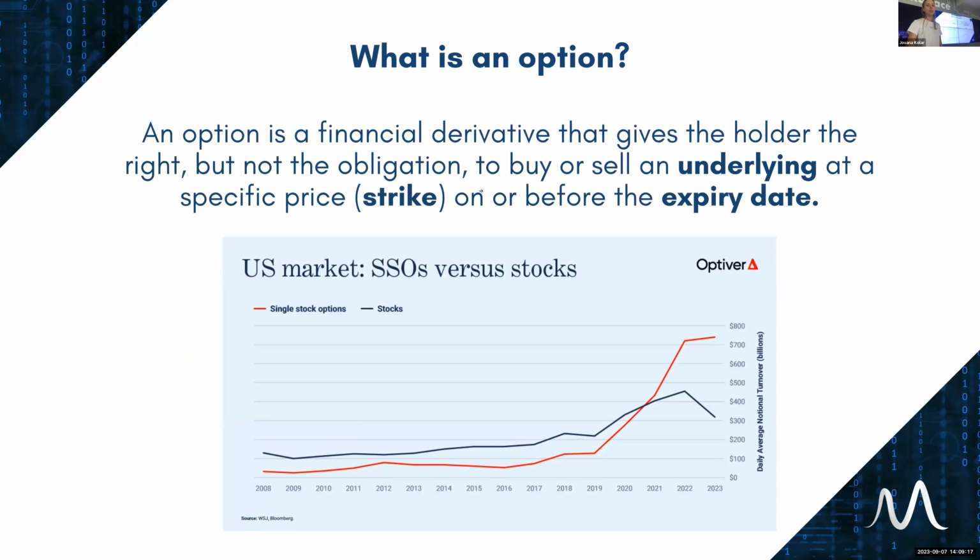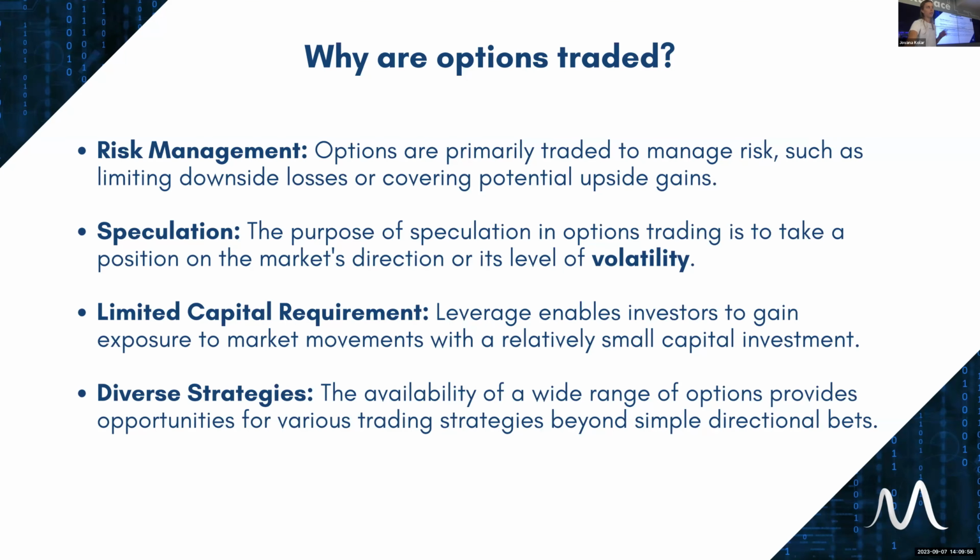Okay, starting off with the definition. So an option is one of the things that traders trade. It's a financial derivative that gives the holder the right, but not the obligation to buy or sell an underlying for a specific price on or before the expiry date. So all of these things will be specified in the contract of the option. The contract will tell you if you have the right or the obligation to buy or sell. It will specify the strike and it will specify the expiry date. Okay, so a lot of jargon, but I'll break it down in a few slides.